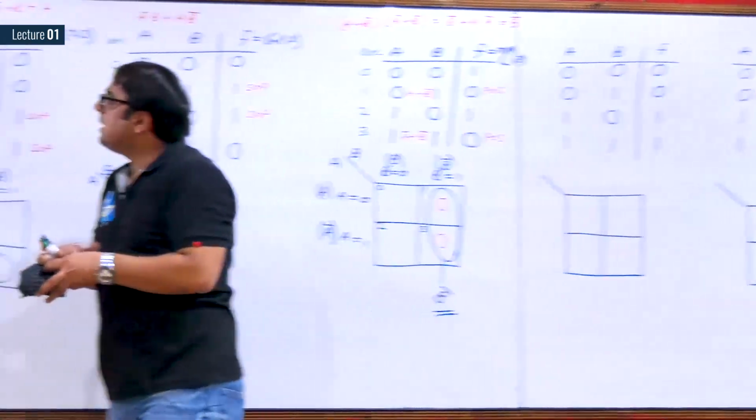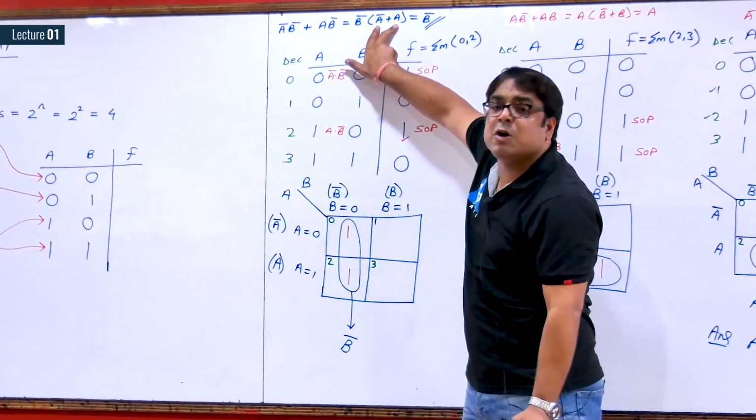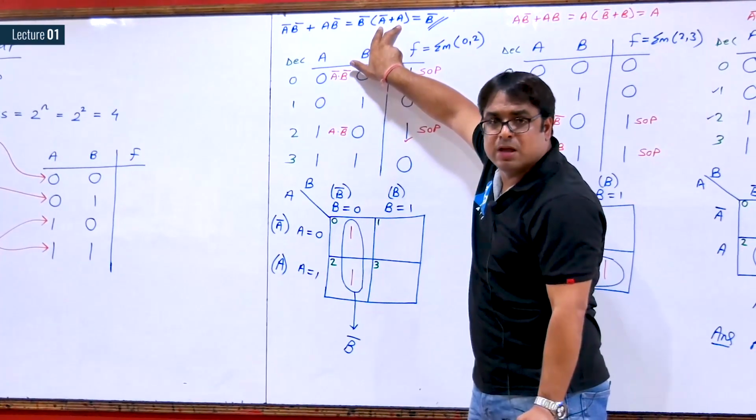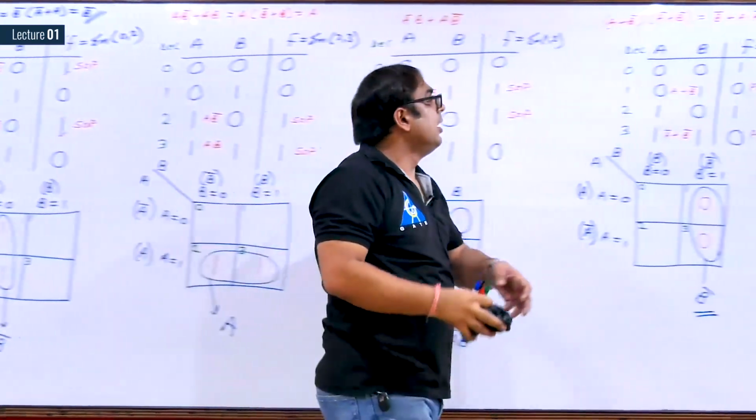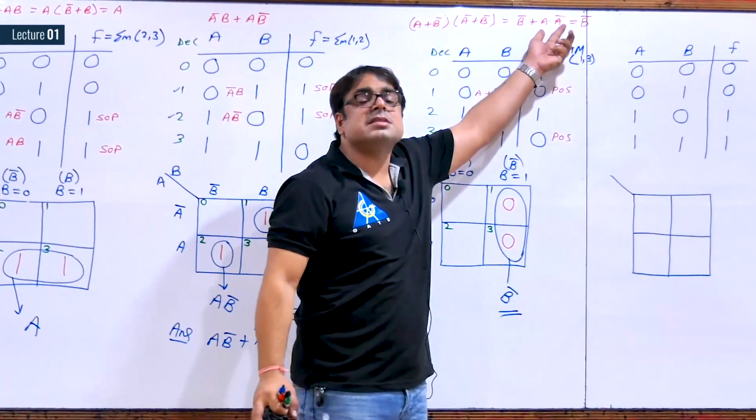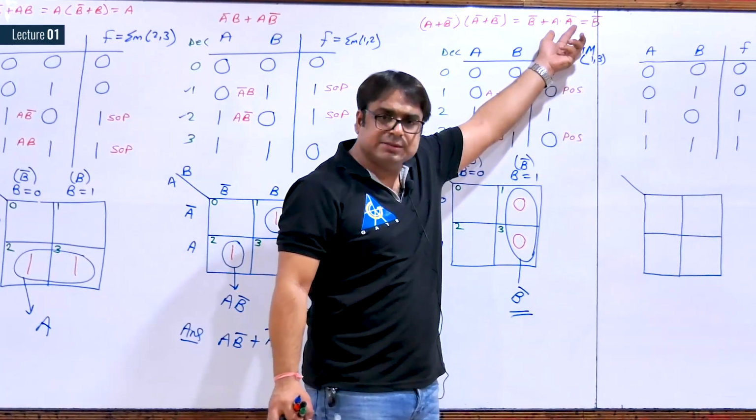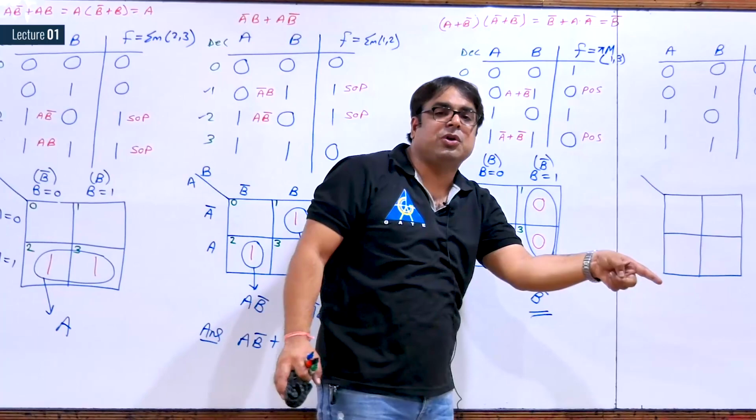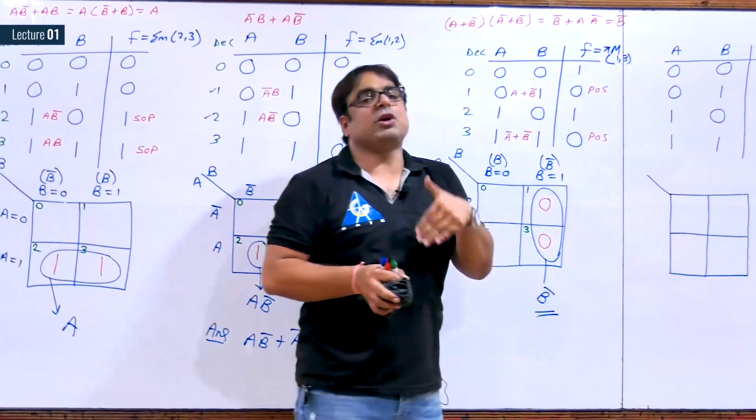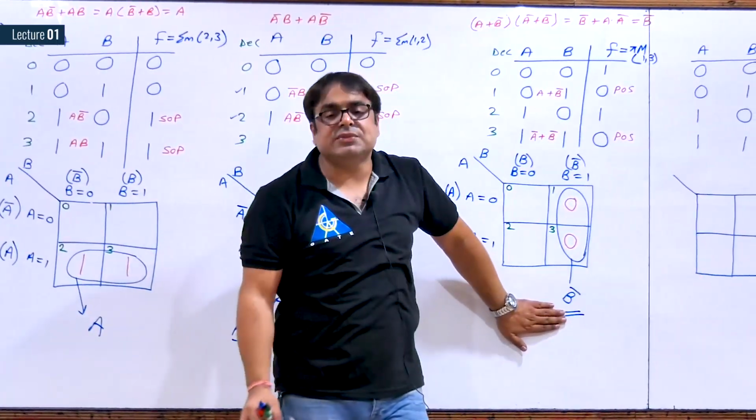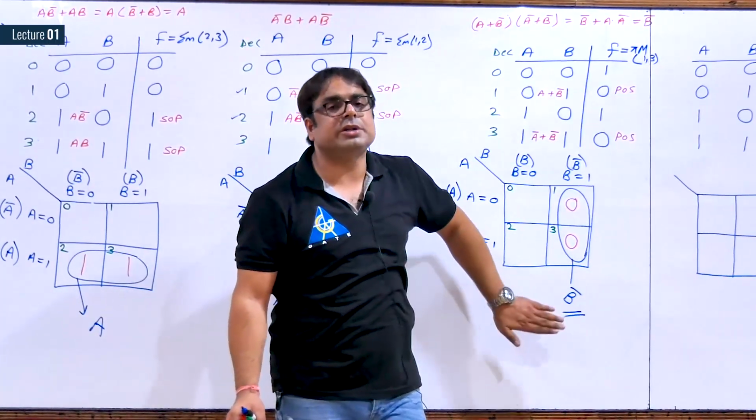Please see here. In SOP, A got reduced because A complement plus A is equal to 1. Now come here. In POS, A got reduced because A dot A complement is 0. A will get reduced for sure, but the way it is getting reduced is a bit different in SOP and POS. But what cannot be different? This answer cannot be different. Whether you go for SOP or POS, this answer cannot change.